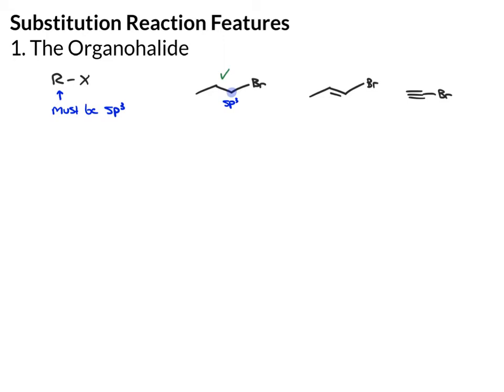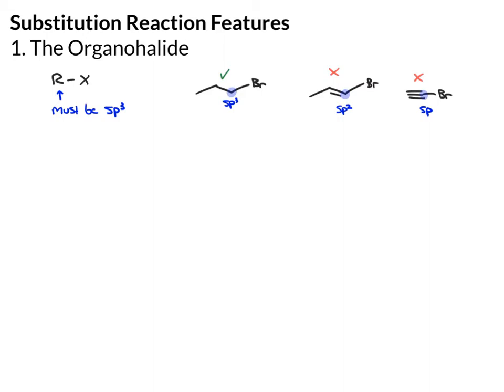On the second one, this carbon is sp2, so that will not work in a substitution reaction. And on the third one, the carbon with the halogen is sp, and again, that one won't work in a substitution. So you need this carbon to be sp3. Now you can have sp2 or sp carbons further out in your structure. We're focused on the carbon with the halogen attached.